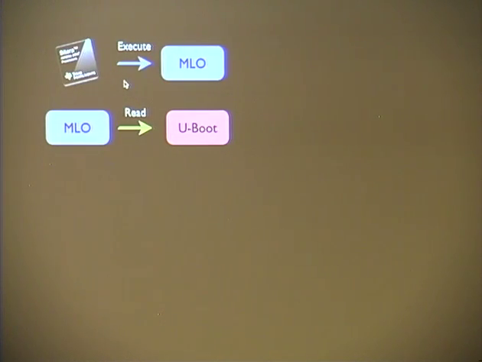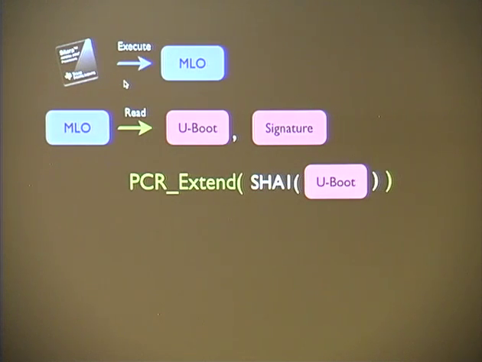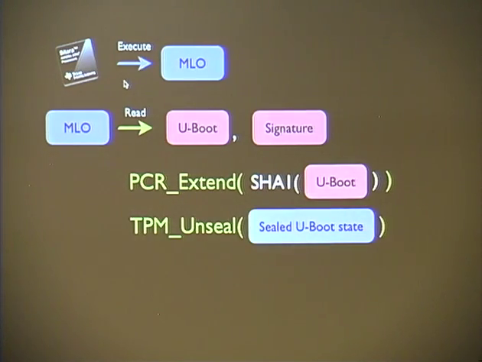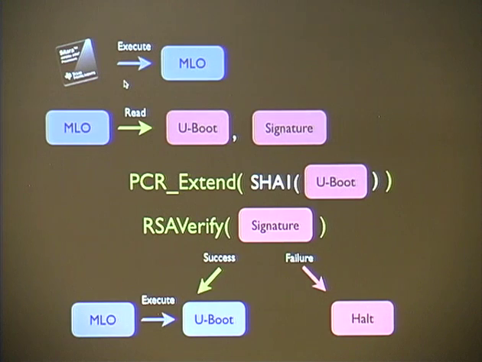Start again, reading the MLO, and then having the MLO read U-boot. So we have our static root of trust measurement initialized. This time we're going to read another thing too, which is going to be a signature for that U-boot. We're going to extend, and instead of unsealing, we're going to replace that with an RSA verify. So we're going to try to verify that signature. If it matches, then we're going to make that decision of whether we want to succeed. If it doesn't match, we're going to fail and halt the CPU.